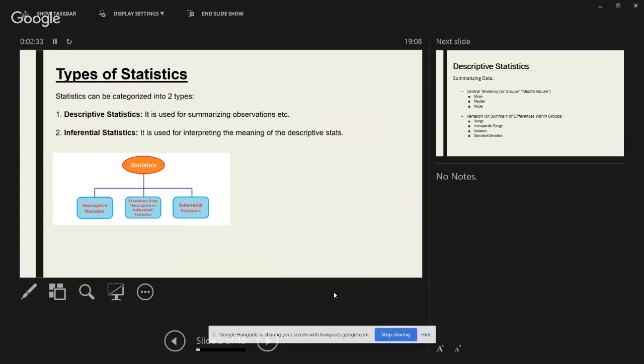But the second type of statistics is inferential statistics. It is basically used for interpreting the meaning of descriptive stats. It can be used for doing predictions, or doing more complex things, using the descriptive statistics to make sense out of it, or to do something more complex than what we already have with the descriptive statistics.